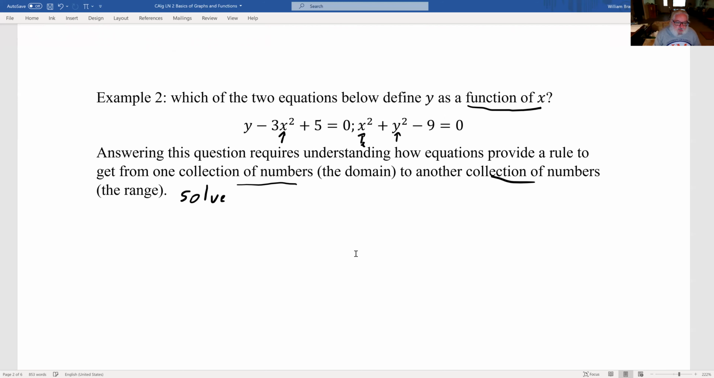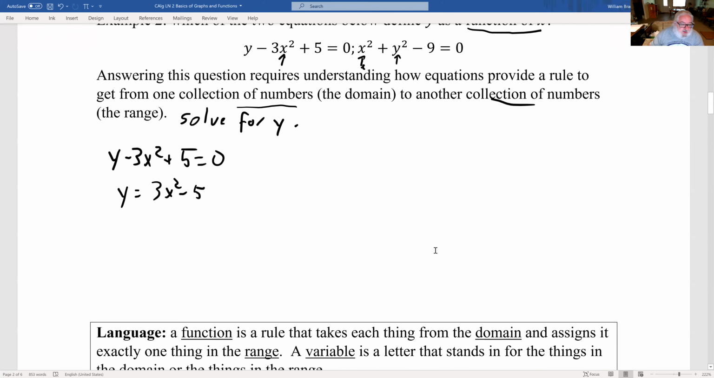So if you're given an equation and you want to know, is this equation a function? Well, you solve for y. So y minus 3x squared plus 5 equals 0. We solve that for y. What do we get? We get y equals 3x squared minus 5.